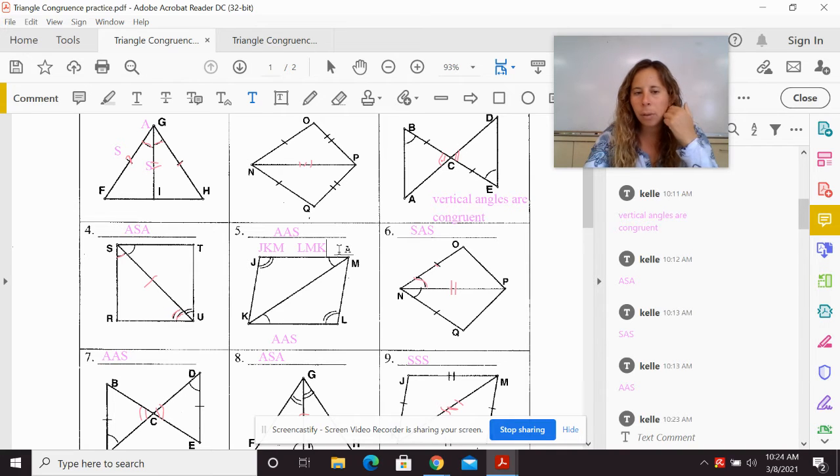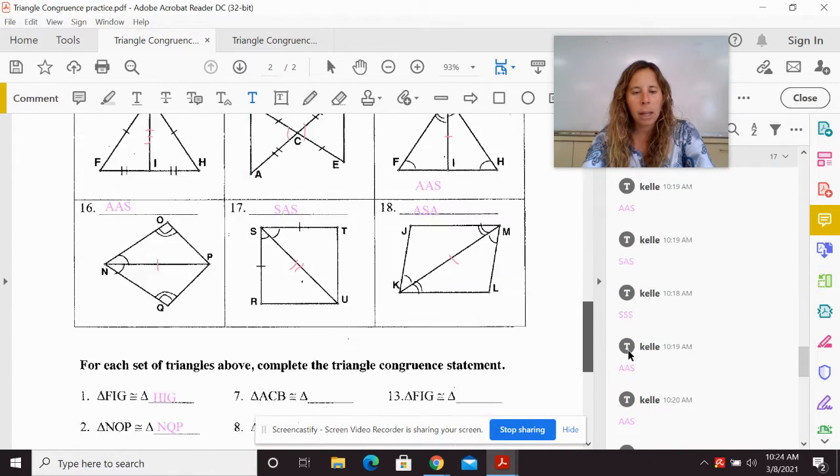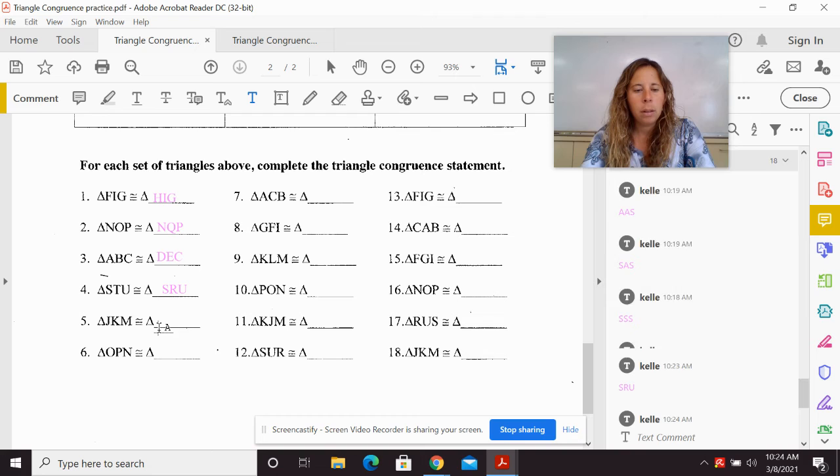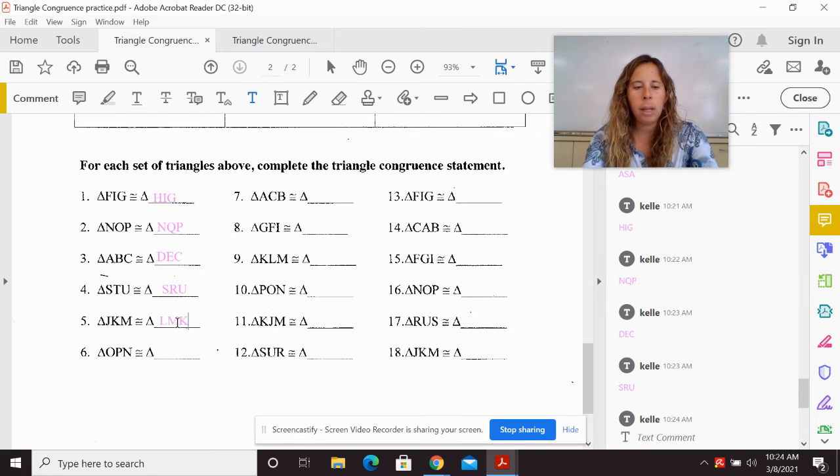So you're matching up the congruent sides and congruent angles. So angle J is congruent to angle L. That's why they're in the same spot. They're both first. Angle K is congruent to angle M. That's why they're in the same spot. And then angle M is congruent to angle K in this triangle. That's why they're in the same spot. So MLK. Oh, I missed it.